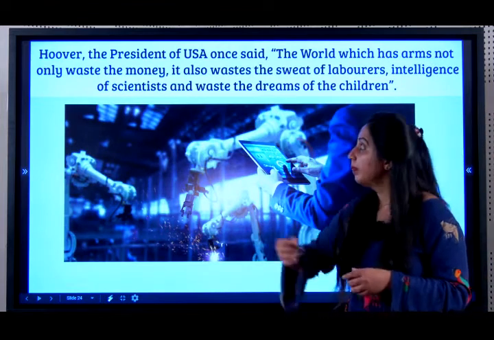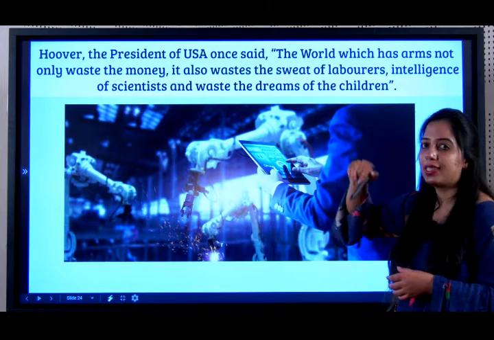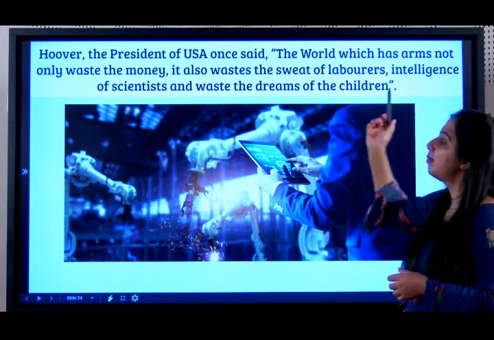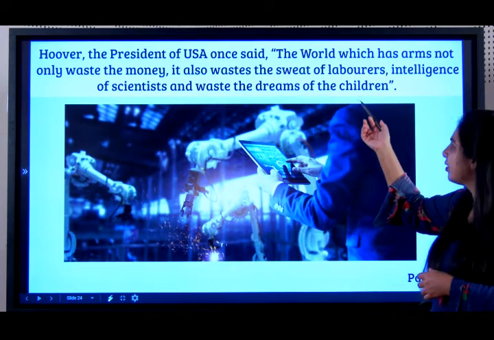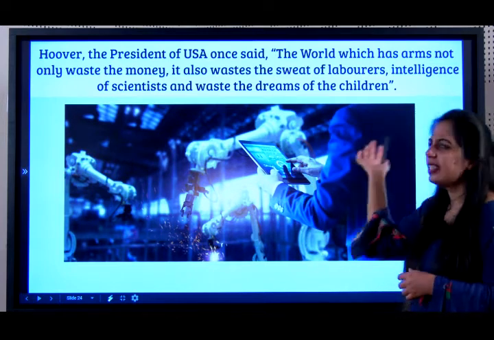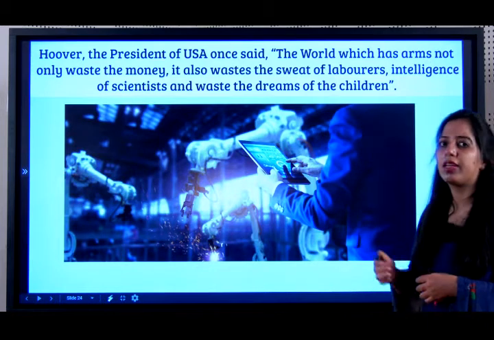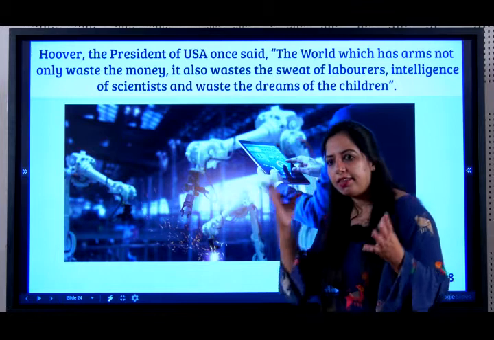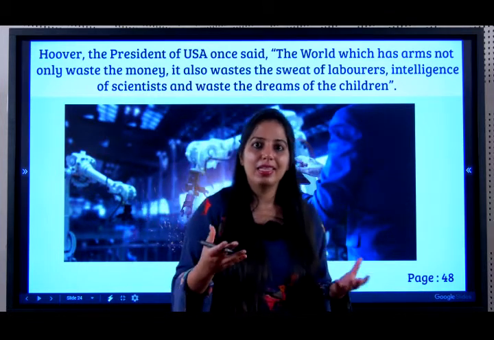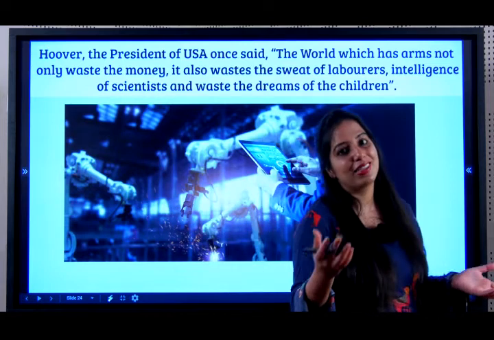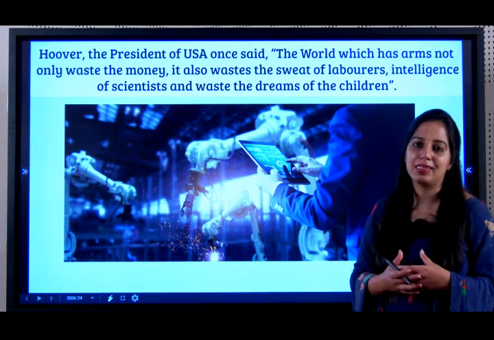Hoover, the President of the United States of America, once said, the world which has arms not only wastes the money, it also wastes the sweat of laborers, the intelligence of scientists, and the dreams of the children. Imagine if scientists are wasting their time finding the best weapon they can make. Instead, they can find a cure for diseases like cancer and make this world such a better and happier place.